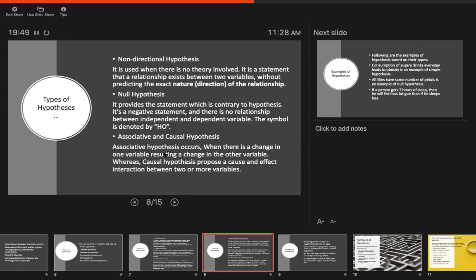Associative and causal hypothesis. Here I say associative hypothesis is when there is a change in one variable resulting in change in the other, which means one variable is influencing the other variable. Causal hypothesis is going to be cause and effect relationship. Rainfall and crop growth. Rainfall influences crop growth. Crop growth is the dependent variable and rainfall is the independent variable.